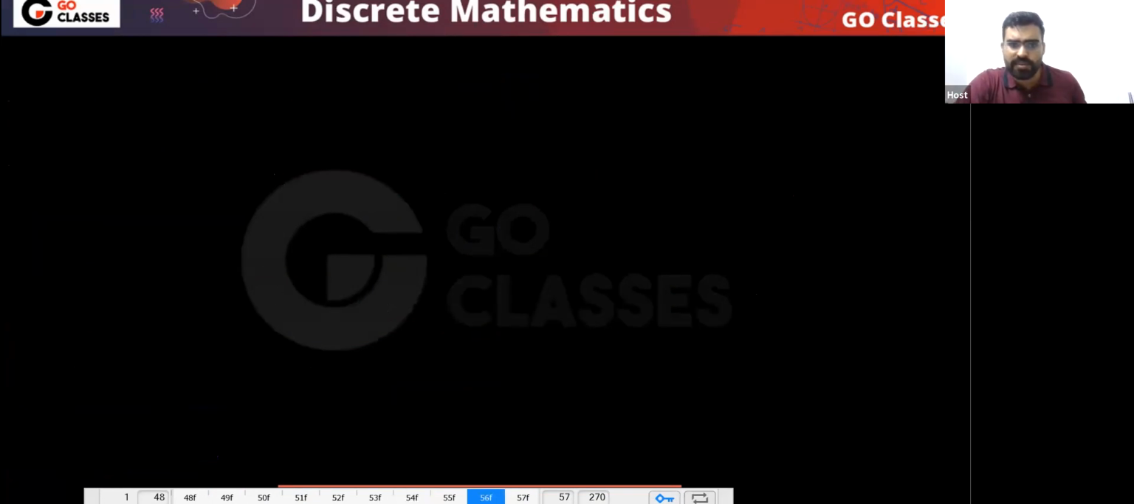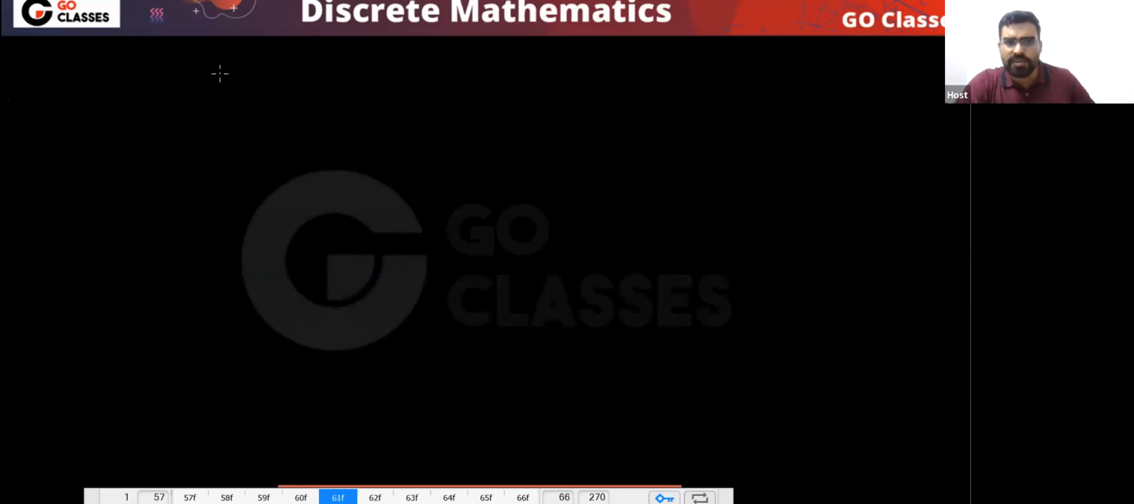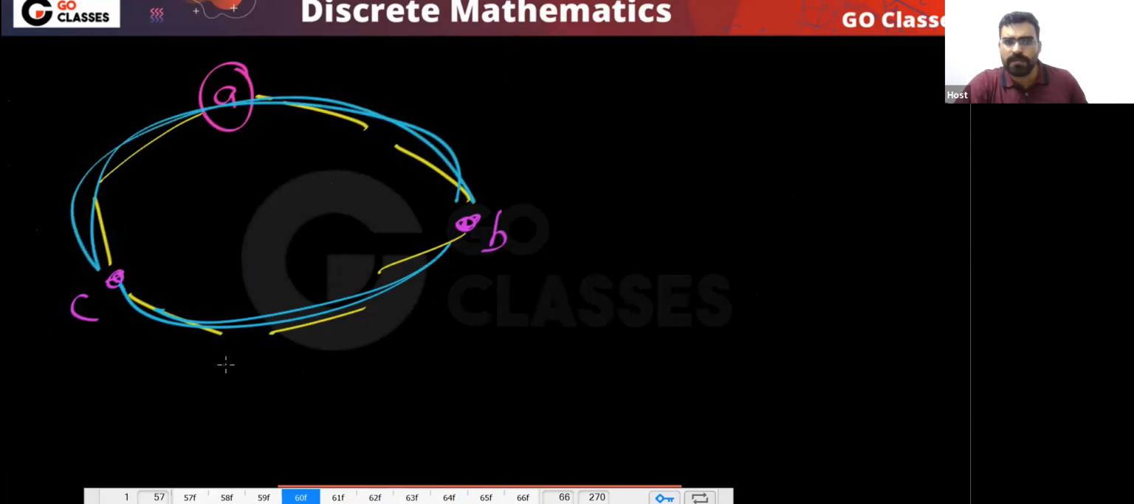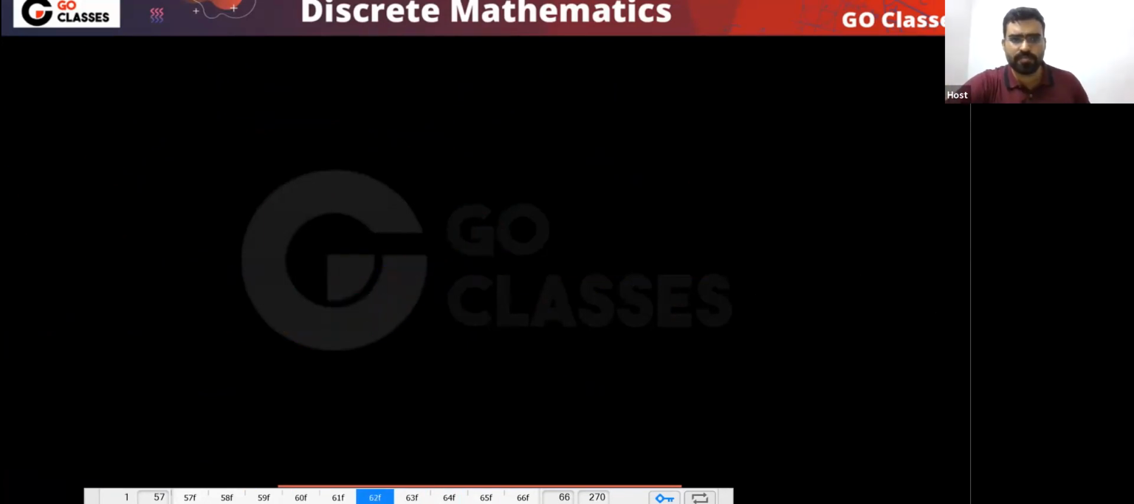Whenever you have a cyclic graph, then the vertices which are on a cycle have more than one path between them. For example, these two vertices, if you notice, have more than one path. This path is also there, this path is also there. This is your path 1, this is your path 2. So these vertices which are on a cycle have more than one path between them.